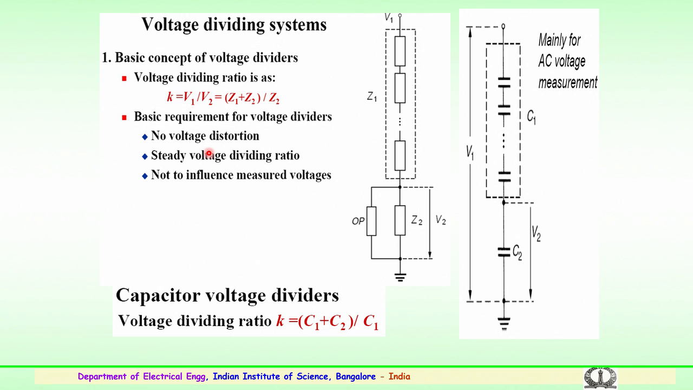So, the basic requirement for voltage dividers is that no voltage distortion should be there during the measurement, there should be a steady voltage dividing ratio, and this should not influence the measured voltages. Similarly, besides the resistance voltage dividers you have seen here, capacitive voltage dividers are also used, mainly for AC measurement. Similar in construction, you have a number of units known as the high voltage arm, C1, and C2 will be of higher capacitance value. So, the dividing ratio for the capacitor will be C1 plus C2 divided by C1, because a number of capacitors in series will bring down the value of the entire capacitance, whereas the second arm will be of a higher rating.